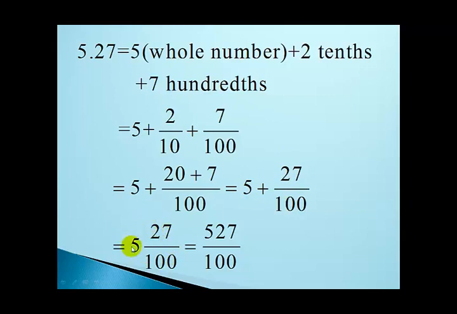This is a mixed fraction. So let's convert this to an improper fraction. Now how do you convert this? 100 times 5 equals 500, and 500 plus 27 equals 527, divided by the denominator of the fraction, that is 100. So this is equal to 527 divided by 100.